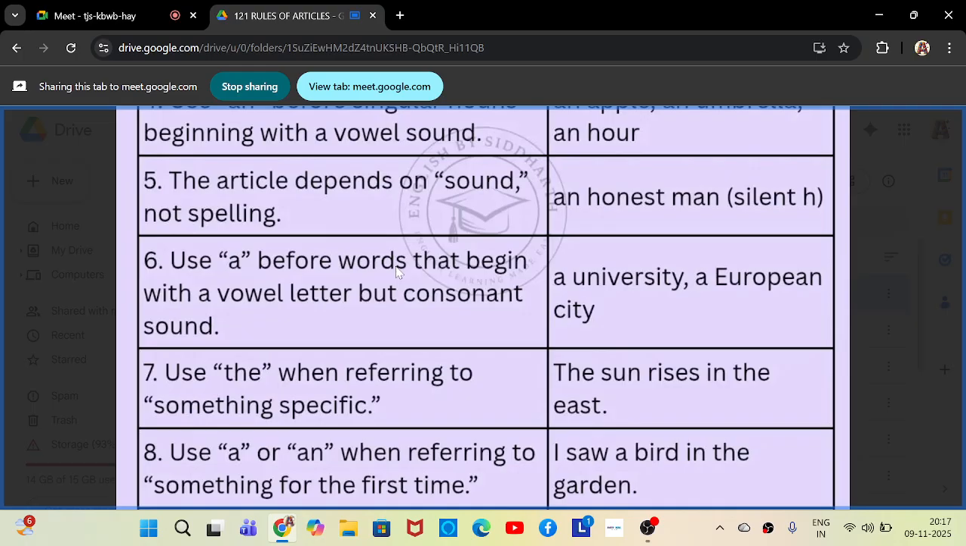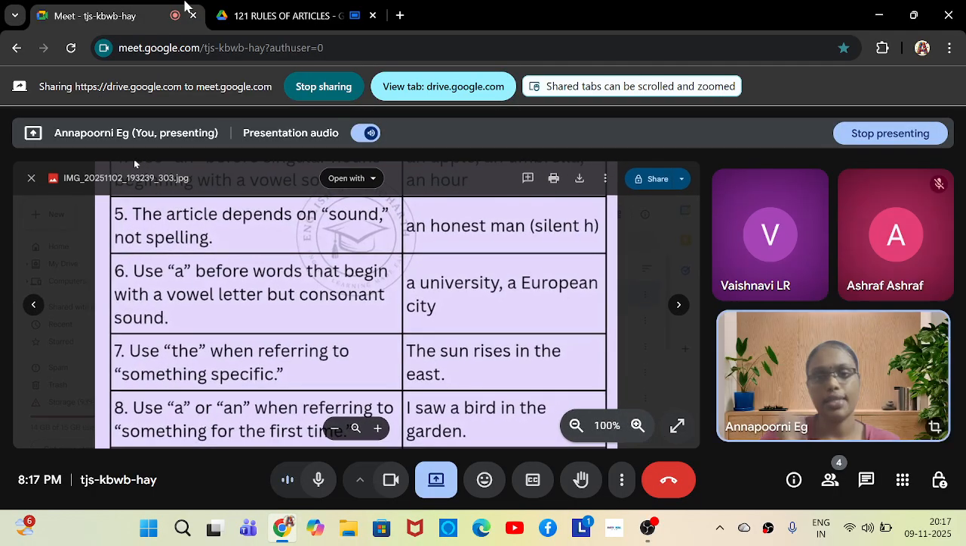For example, again we have another case. An honest man. The spelling of honest is HONEST. So H is a consonant. But when you pronounce this word, you don't say "honest" with an H sound. That is wrong. "Onest" is the correct pronunciation. Why? Again, H is a silent letter. So an honest is the correct usage. We don't say she is a honest girl. That's wrong. You have to say she is an honest girl.